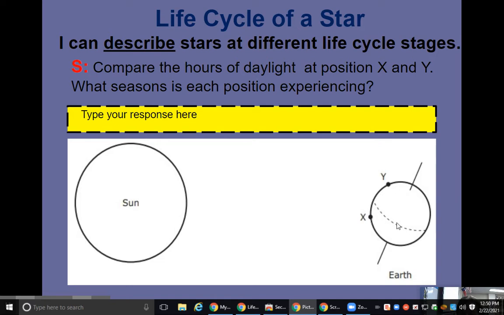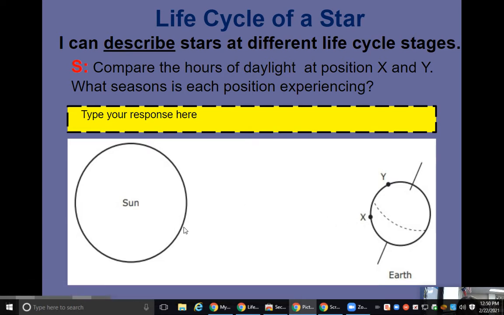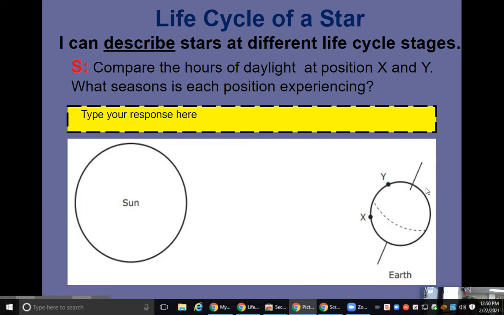Position Y is located in the northern hemisphere, and the northern hemisphere is tilted away from the sun, so we would have shorter hours of daylight here. The southern hemisphere, where X is located, is having summer, and in the northern hemisphere, where Y is located, they are having winter.